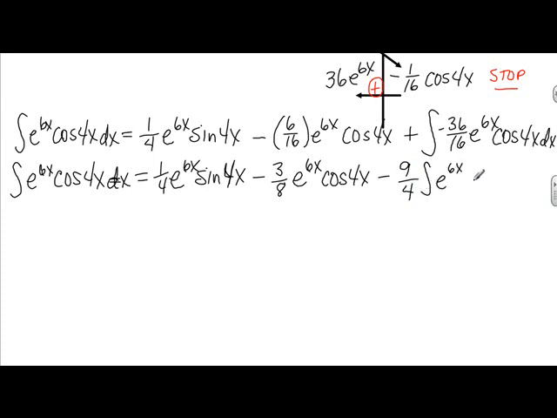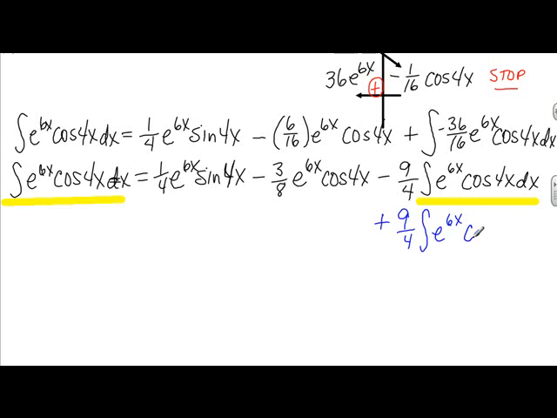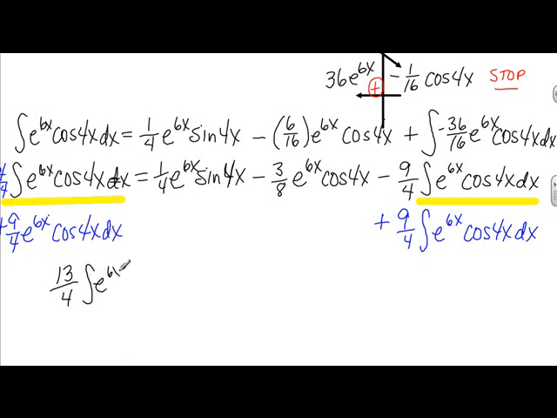Now, notice, we have an integral of e to the 6x cosine of 4x, and we have an integral of e to the 6x cosine of 4x. I'm going to add 9/4 times the integral of e to the 6x cosine of 4x to both sides of this equation. So that coefficient here is a 1. You can think of that as a 4 over 4. So 4 over 4 plus 9 over 4 gives you 13 over 4 times the integral of e to the 6x cosine of 4x dx equals the other two terms on the right side.